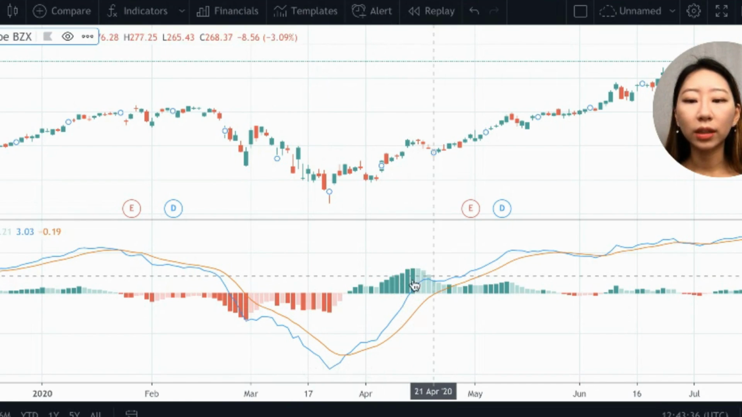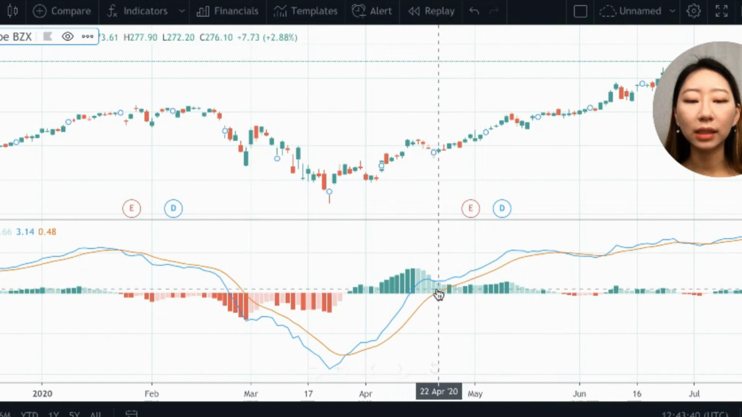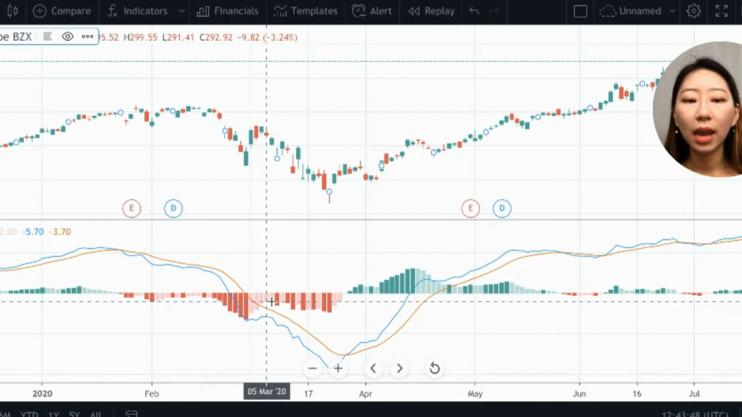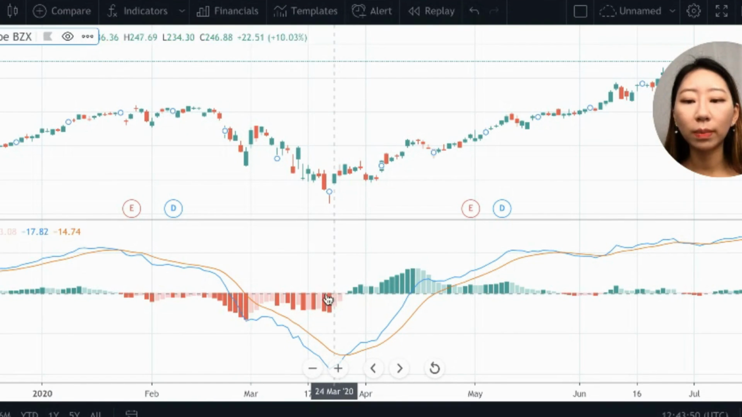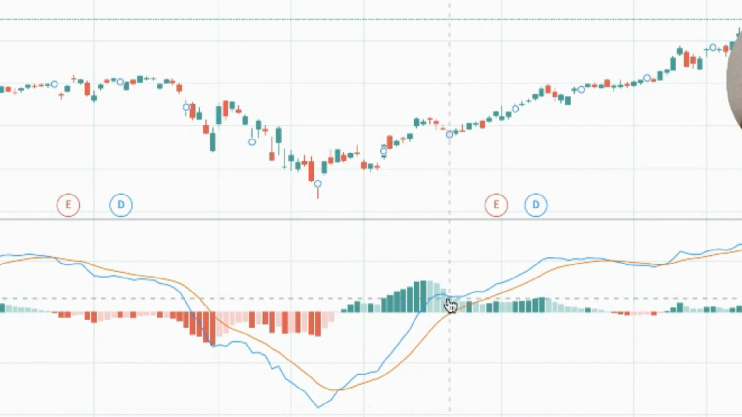For the uptrend, the histogram turns green and goes above the baseline. But during a downtrend, the histogram turns red and goes below the baseline. And for these 2 lines, it's really similar to the MA cross, the golden cross, and death cross.